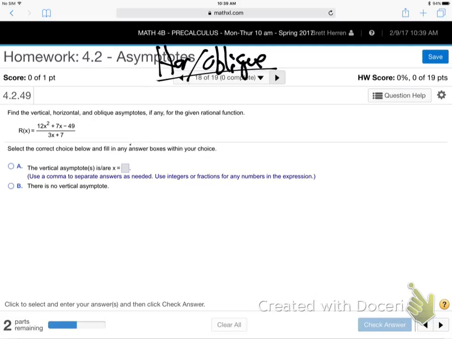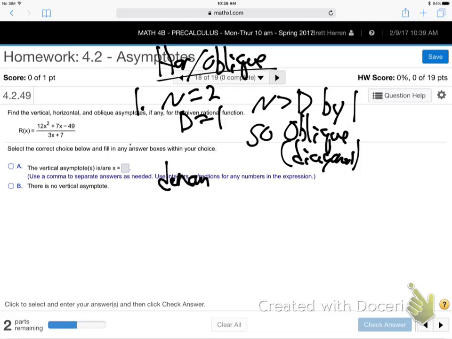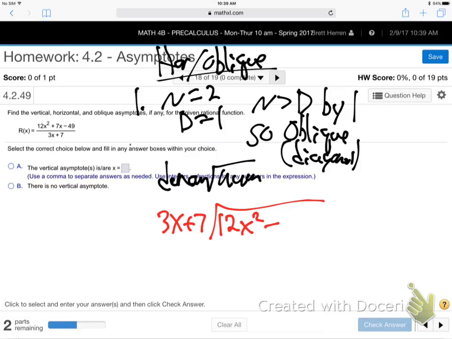You got to long divide, and it might have been a long time since you've long divided algebraically. So number one step then is numerator is 2, denominator is 1. Numerator is greater than denominator by 1, so it's oblique. It's diagonal. So now how do we find it? You go denom into numerator. So let's do that. So you got to take the 3x plus 7 into the 12x squared plus 7x minus 49.